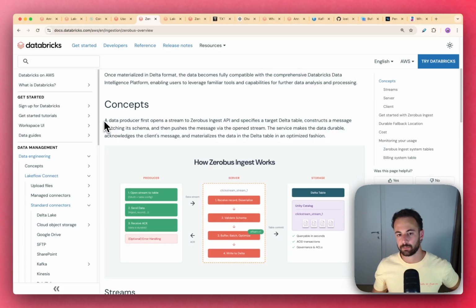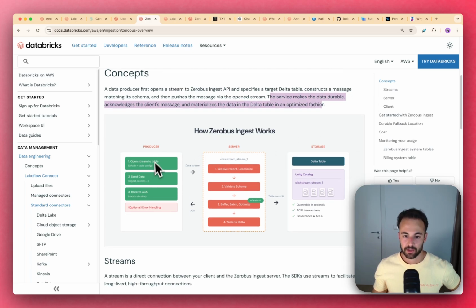So let's see how it works. The data producer first opens a stream to Zerobus and targets the delta table, constructs a message that matches its schema, and then pushes the message via the opened stream. The service makes the data durable, acknowledges the client's message, and materializes the data in the delta table in an optimized fashion. So here we go.